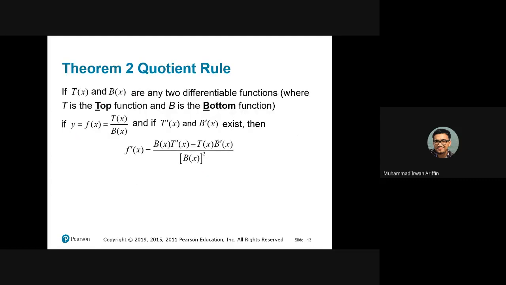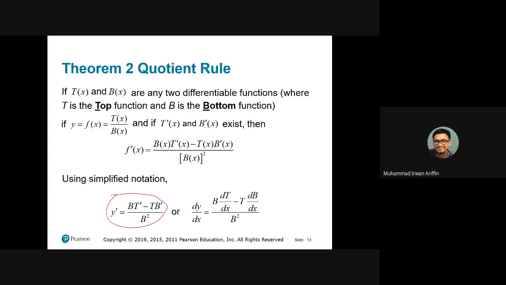Okay. So this is the quotient rule. If we have a numerator and a denominator, two differentiable functions, top and bottom, and if the derivative of both the numerator as well as the denominator exists, then we have the derivative of this quotient in this form. Using the simplified notation, this would look more simple.